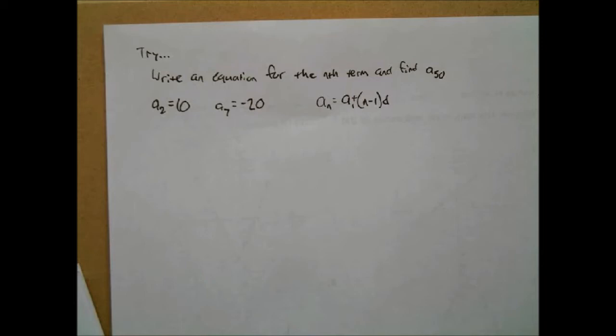Would the slope be the A1 or the D? So the A sub 1, remember, is the first term. So D, which is the common difference, how you're changing every time, that would be your slope.